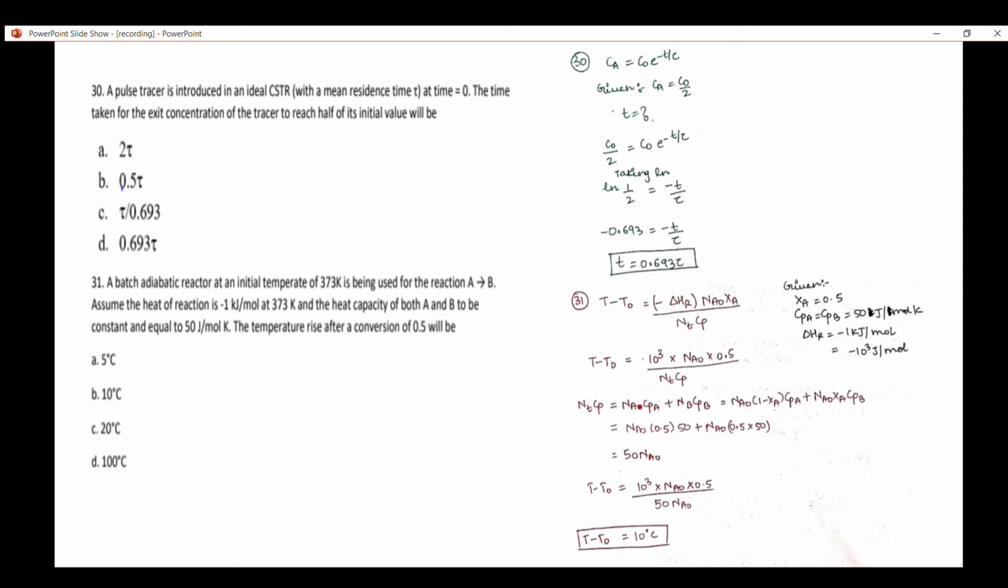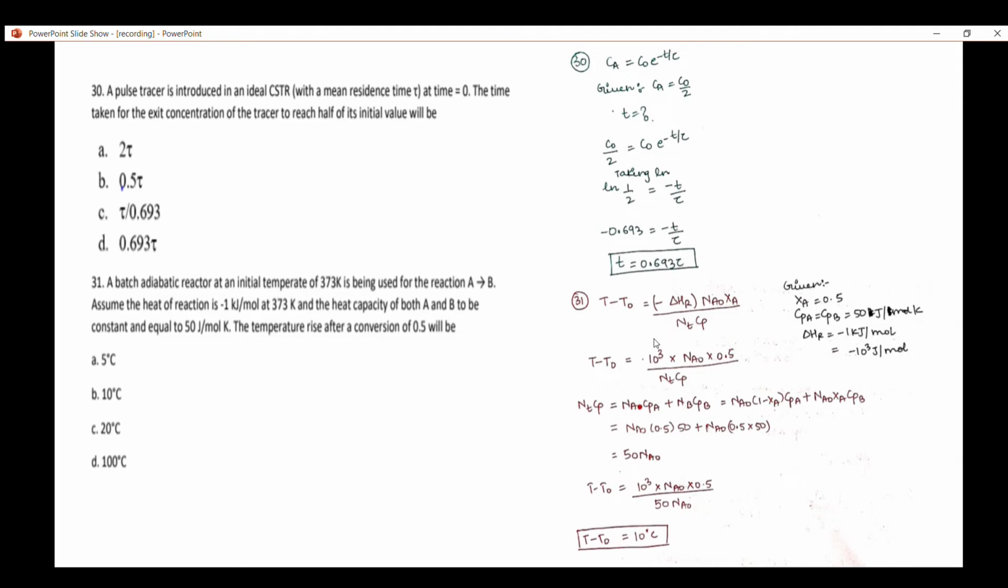Next, a batch adiabatic reactor at an initial temperature of 373 Kelvin is being used for the reaction A goes to B. The heat of the reaction is minus 1 kilojoules per mole. Heat capacities of A and B are 50 joules per mole Kelvin, and we have to find out the temperature rise after conversion of 0.5. So we know that the energy balance equation is given by this, and the heat of the reaction is minus 1 kilojoules per mole, and converting it to joules we'll get minus 10 to the power 3 joules per mole.